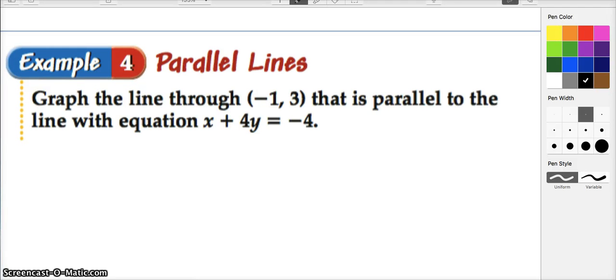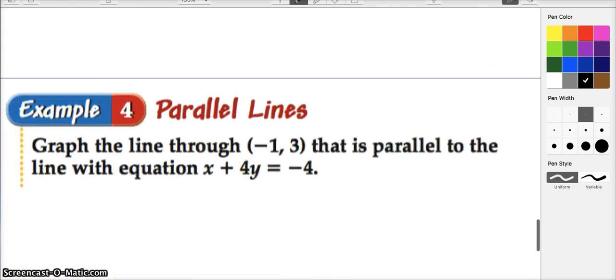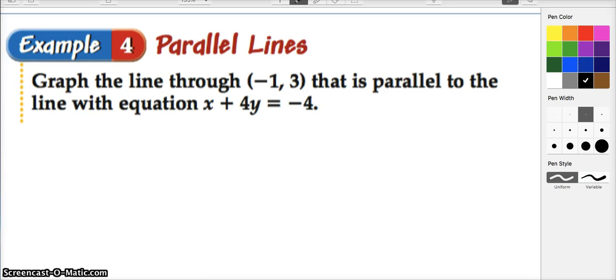Okay, Algebra 2, we're looking at lesson 2-3, part 2. We just finished talking about rate of change in the last video. Now we're going to talk about parallel and perpendicular lines. The thing about parallel lines is that they have the same slope. So if line A is parallel to line B, then the slope of A has to equal the slope of B. Basically, that's what we know.